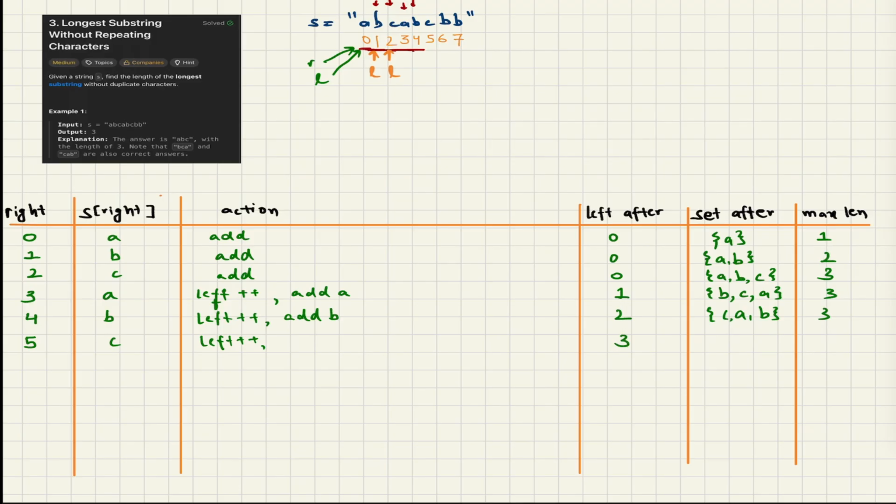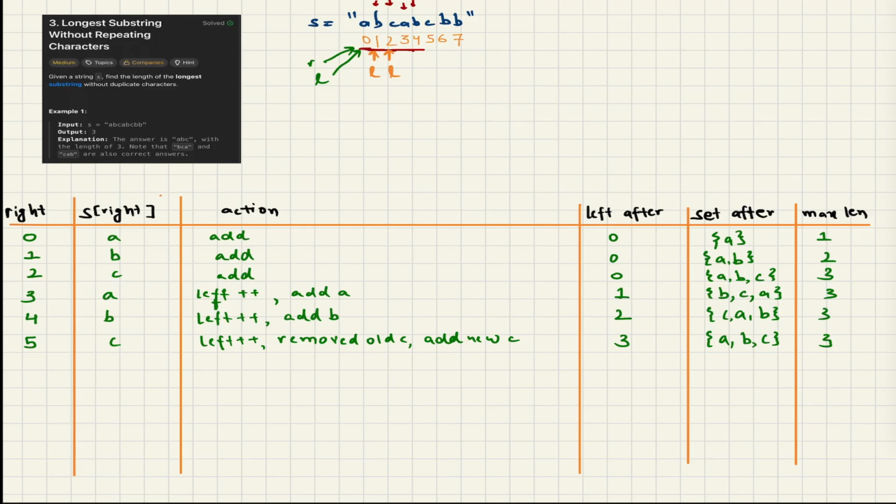So left plus plus, that becomes 3. C gets removed. Now the next C is added. We removed the old C, let me just write it one time at least so that we are aware, and added the new C. Okay, maximum length till now is still 3.